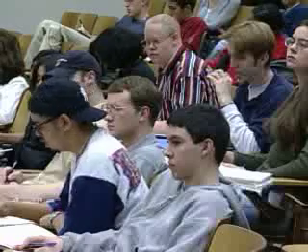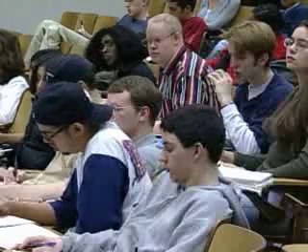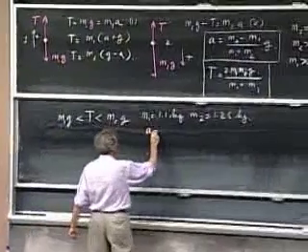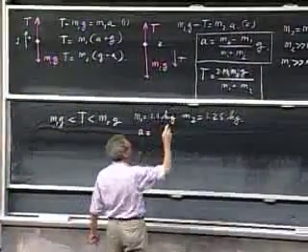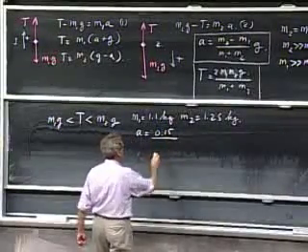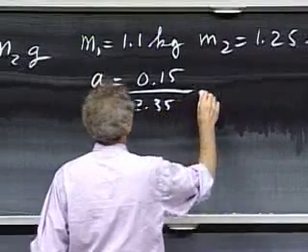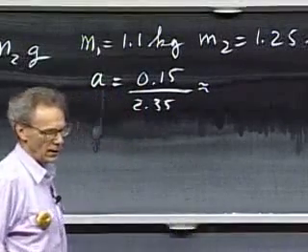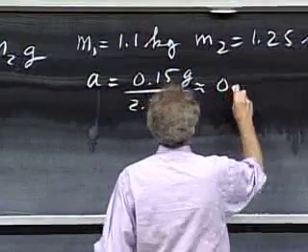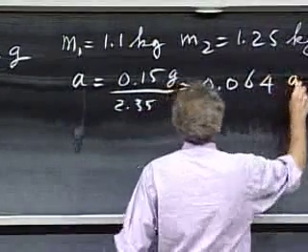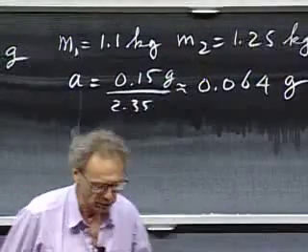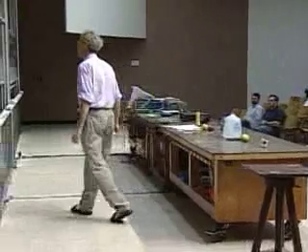Frictionless system, and the string has a negligible mass. What is the acceleration, a, of the system? I get m2 minus m1, that is 0.15, divided by the sum, which is 2.35, and that is approximately 0.064 g. It's about 1/16 of the gravitational acceleration. So it's a very modest acceleration.